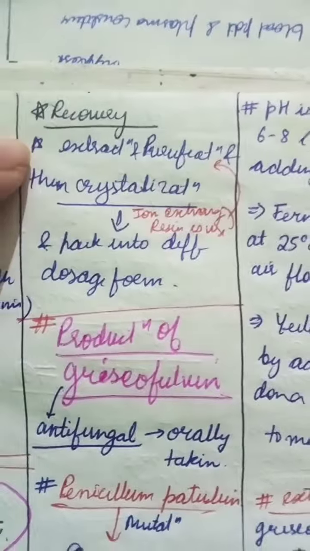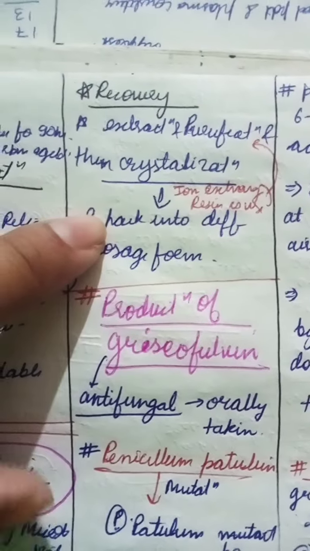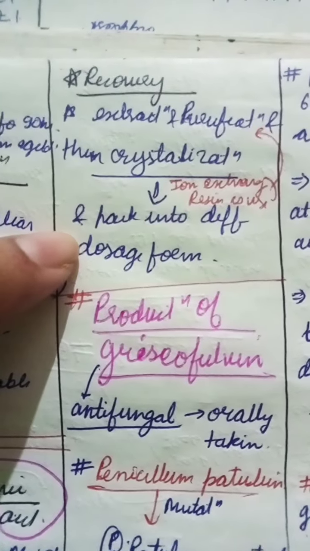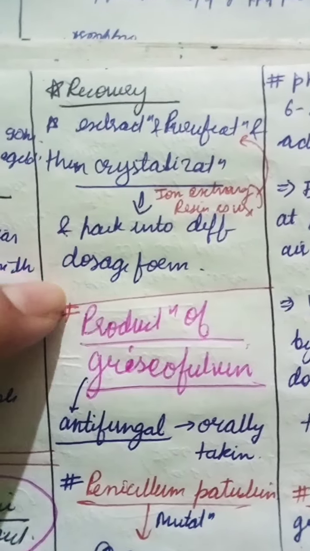After that we do the recovery of this, through extraction, purification and crystallization, as we did earlier for B12 and everything. So, ion exchange here, and after that we'll pack it into different dosage forms.